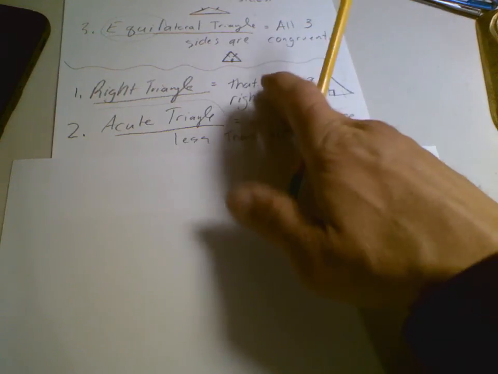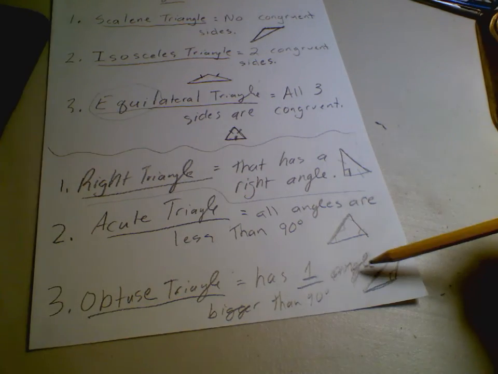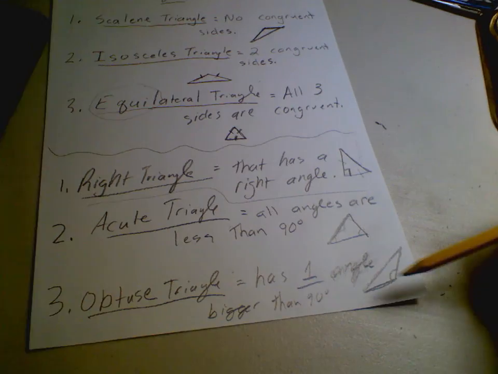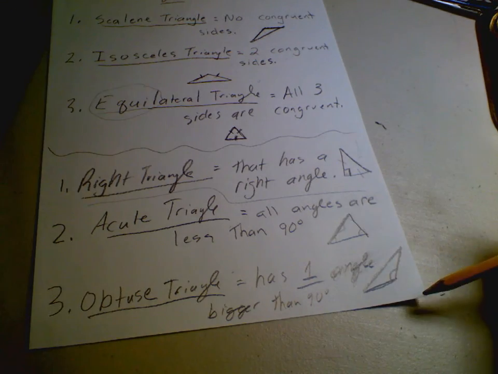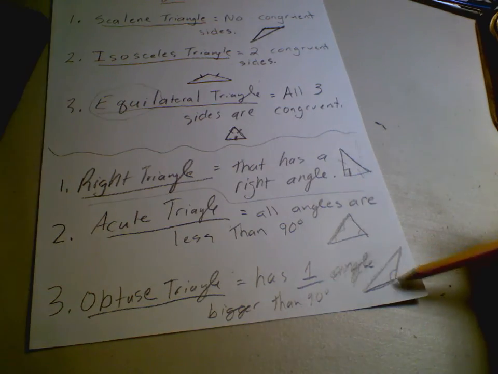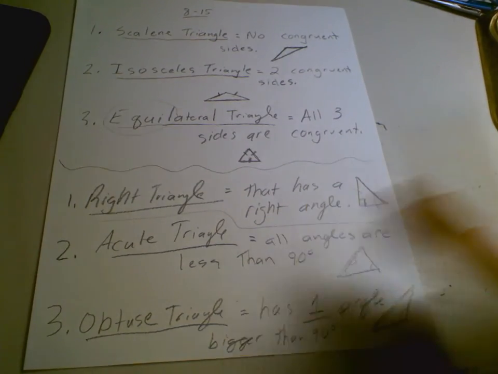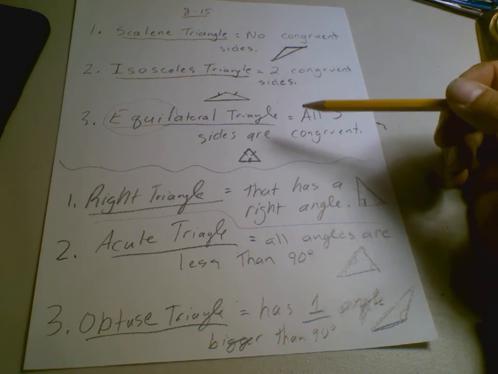Then let's look at the third classification, an obtuse triangle down at the bottom there. An obtuse triangle has one angle that's larger than 90. You can see right here, these 2 are smaller than 90, and this guy is going to be bigger than 90. So an obtuse has one angle bigger than 90 degrees. That's what you need to know for this lesson, to be able to classify a triangle.